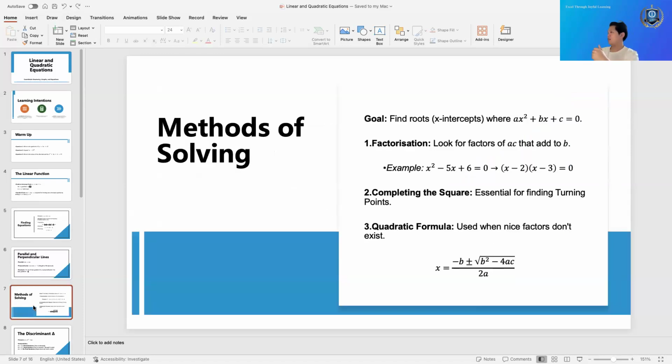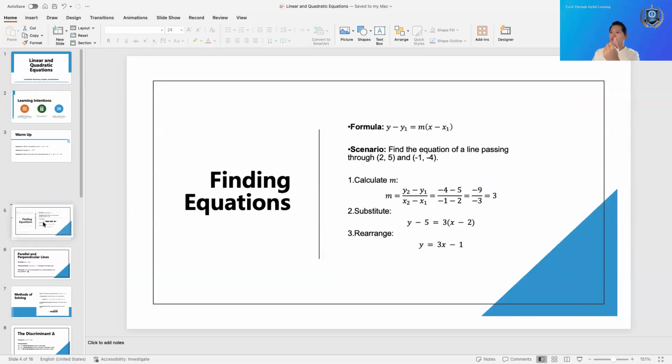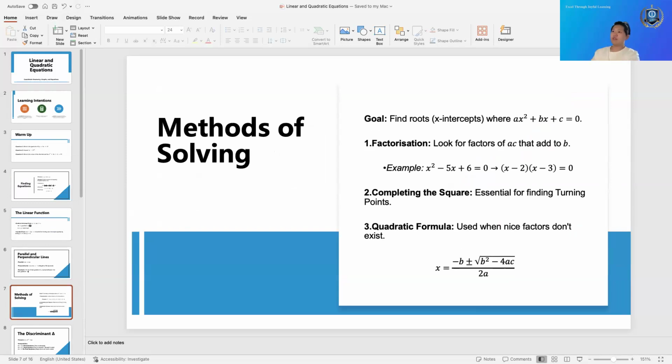Now, methods of solving equations. This is for quadratics, because solving linear is quite easy. For quadratics, you have three ways, technically.